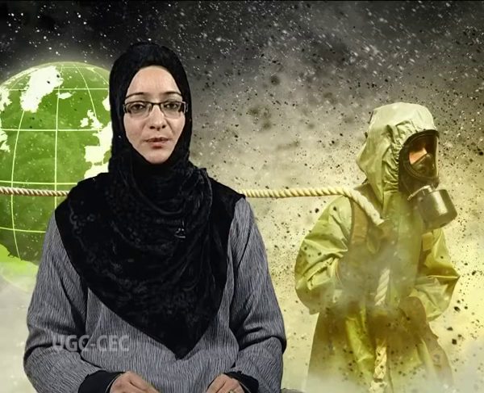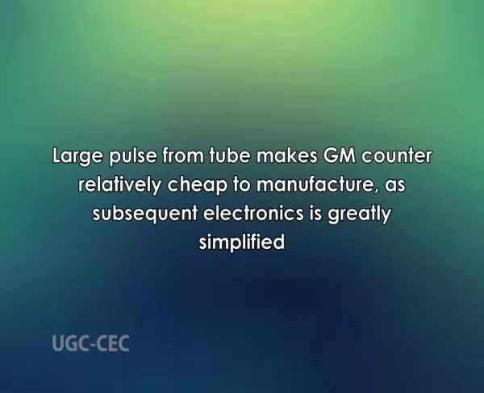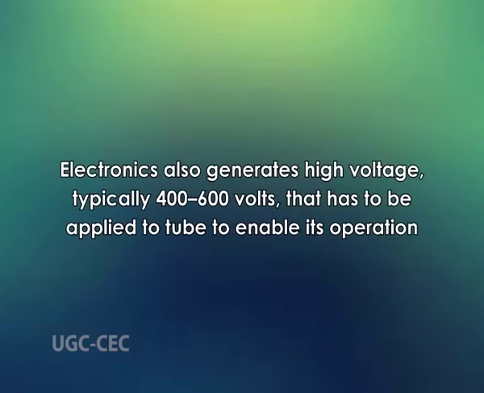The ionization is considerably amplified within the tube by the Townsend discharge effect to produce an easily measured detection pulse, which is fed to the processing and display electronics. This large pulse from the tube makes the GM counter relatively cheap to manufacture, as the subsequent electronics is greatly simplified. The electronics also generates the high voltage, typically 400 to 600 volts, that has to be applied to the tube to enable its operation.